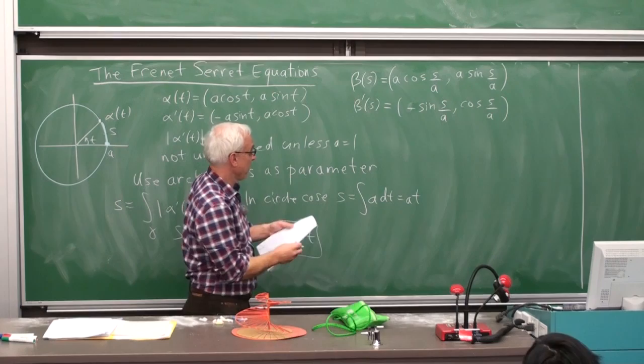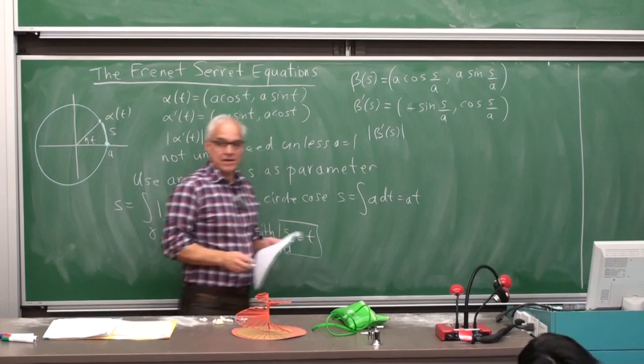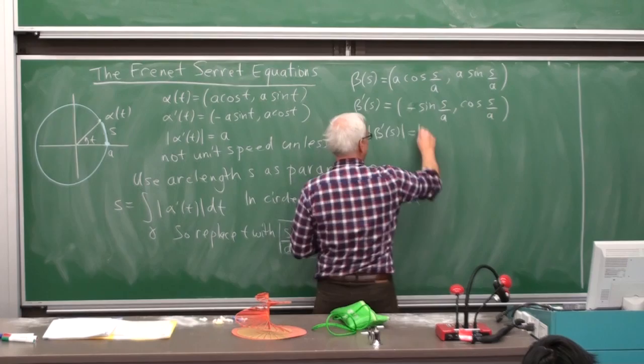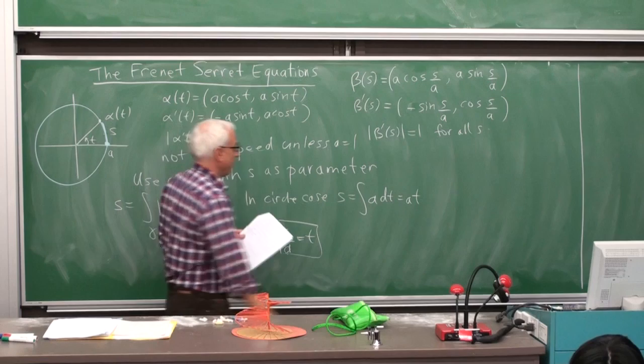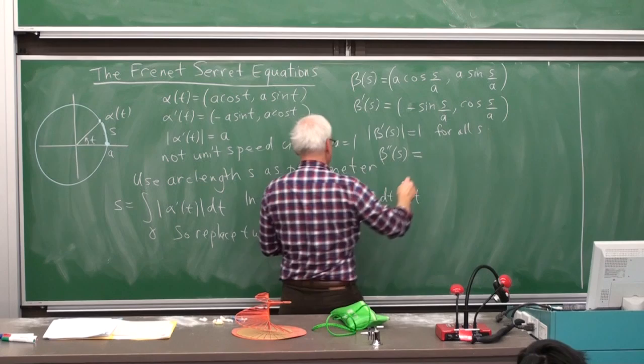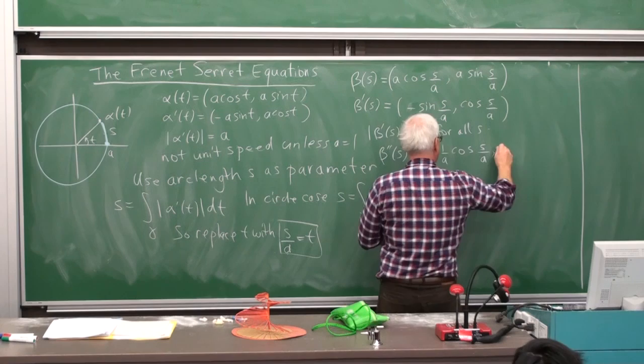And then we can check that in this case, yes, the length of the derivative, beta prime of s, is indeed 1 for all s. So this is indeed a unit speed curve. Its velocity has length 1 at all times. And the acceleration, beta double prime of s, one more derivative, we're going to get minus 1 over a cosine s over a and minus 1 over a sine s over a.